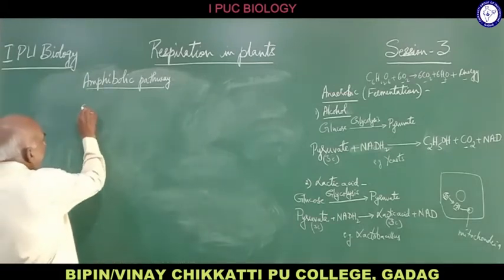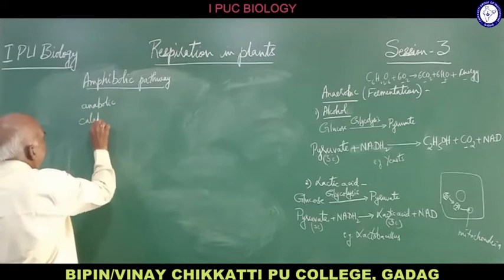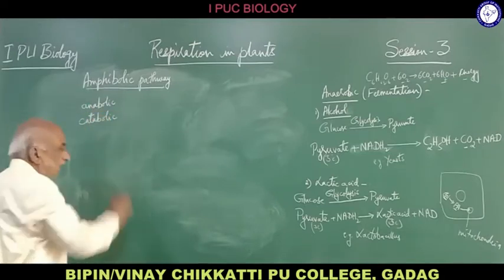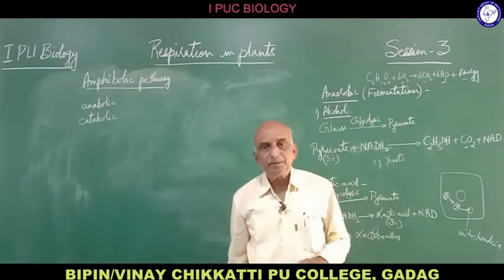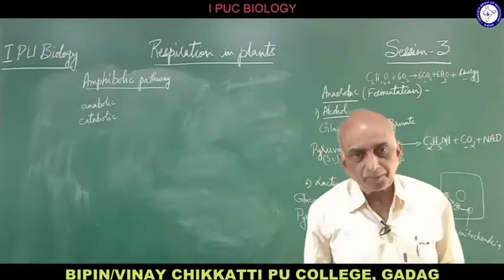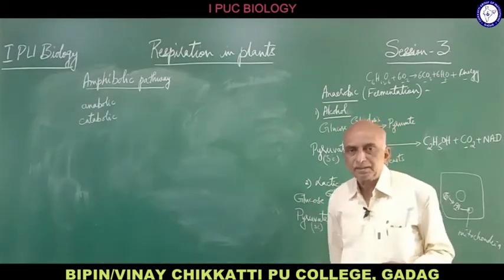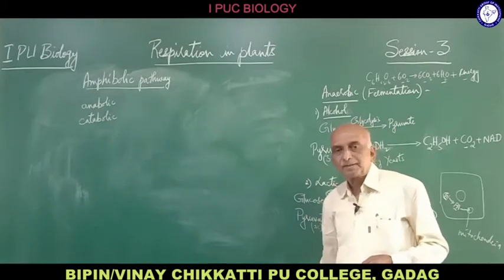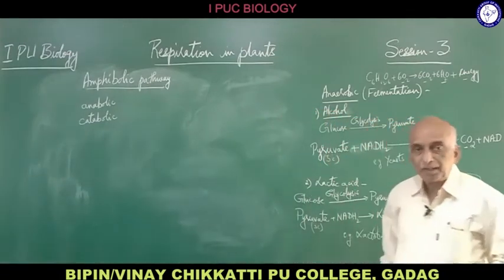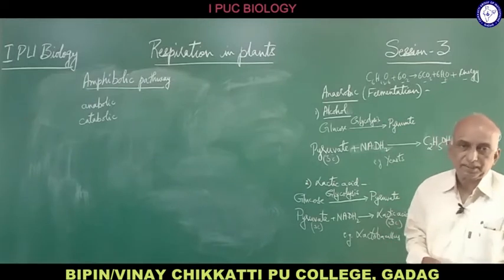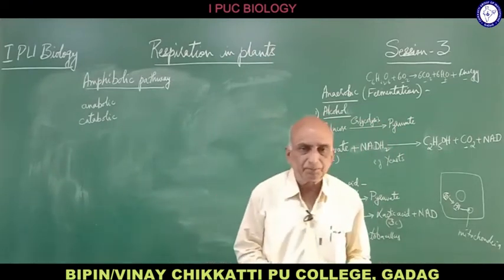We know what takes place in an anabolic reaction and what takes place in a catabolic reaction. Anabolic reaction means building up complex substances from simple substances. So the formation of the complex from simple is anabolic. Catabolic means the complex are broken down into simpler substances. That is catabolic reactions.